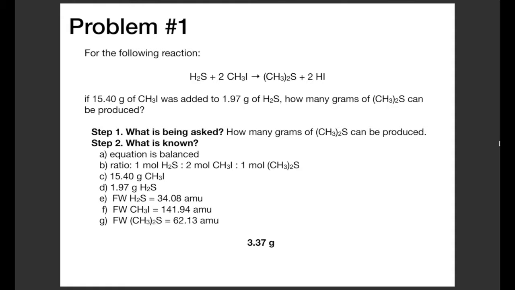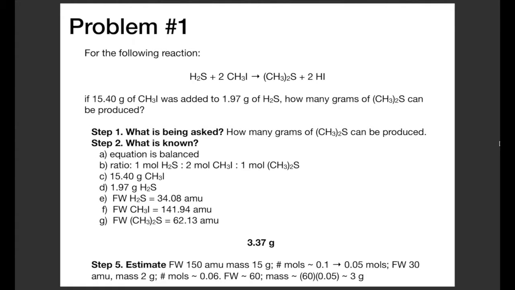We're now going to go through and use estimates to determine if that's a reasonable value. We're going to estimate the formula weight of methyl iodide as 150 AMUs and its mass as 15 grams. Going through, we can use those values and approximate the number of moles of methyl iodide available to us of 0.1. If we divide through by its stoichiometric coefficient, we get 0.05 moles.